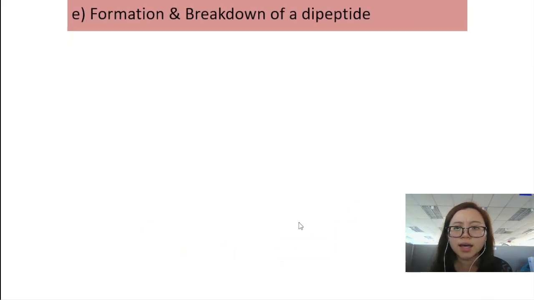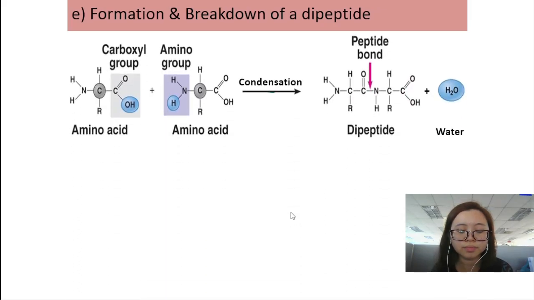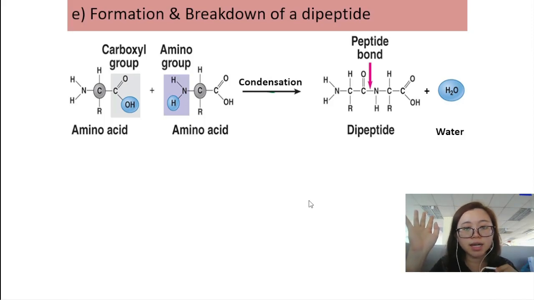Okay. Next one, we are going to learn about how dipeptides form and break down. Ini mirip juga dengan macam mana saya ajar yang formation of disaccharide itu. So we start with amino acids, 2 amino acids.